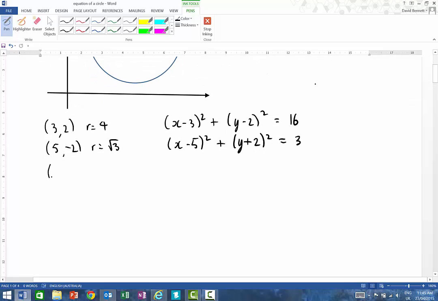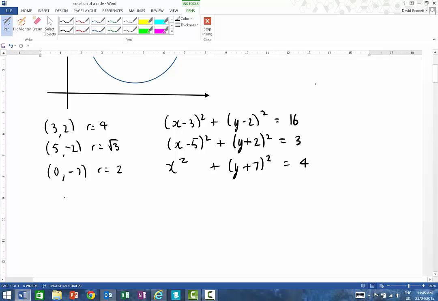If I give you something like (0, −7) and radius equals, let's say, 2, then that's going to be simply (x − 0)², which is x², plus (y − 7)², so it's going to be negative 7, so that's going to be (y + 7)² = 4. So anytime you have a 0, (x − 0)² is simply going to be x². I hope that's pretty straightforward.